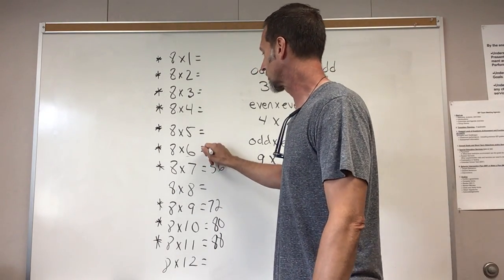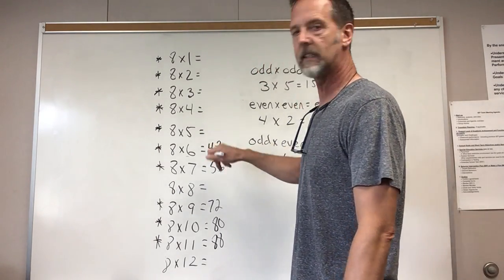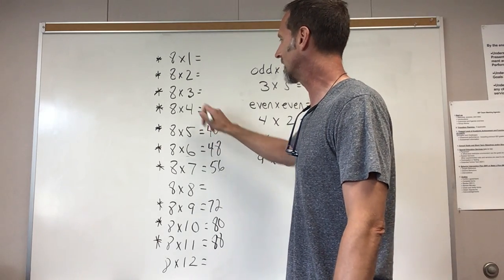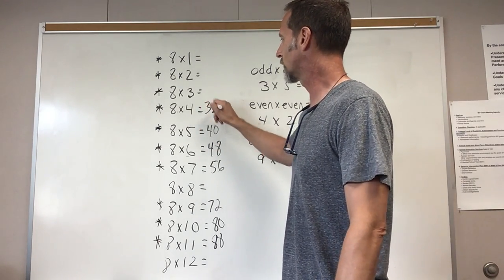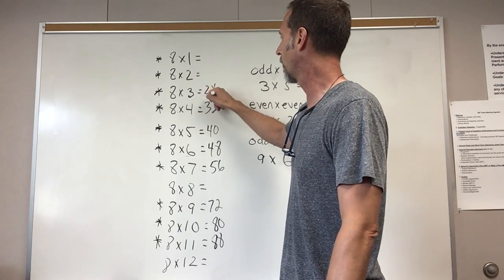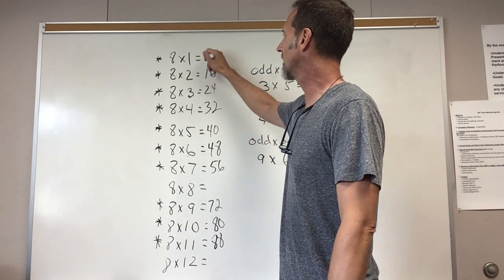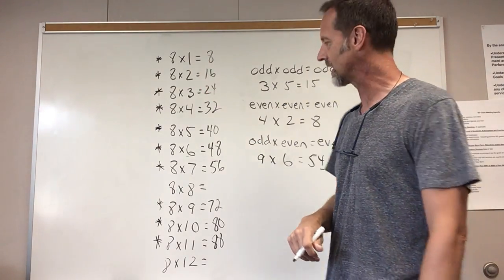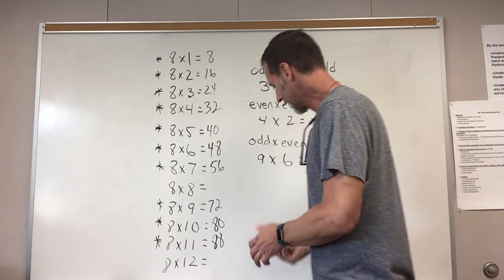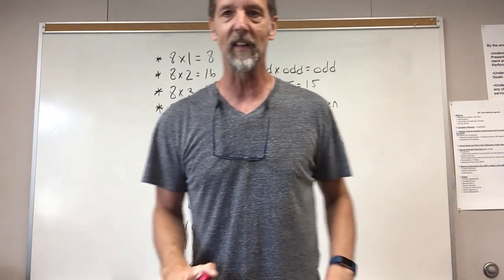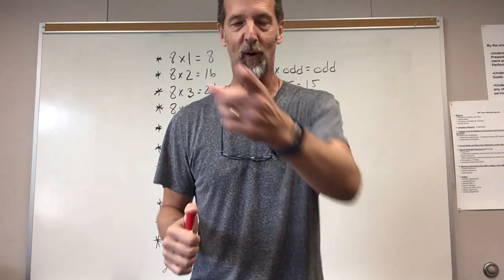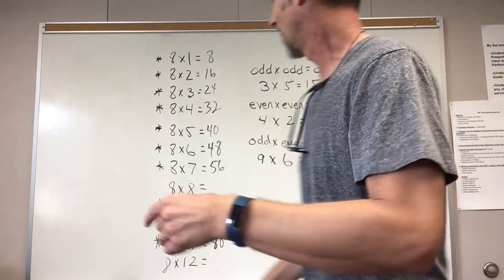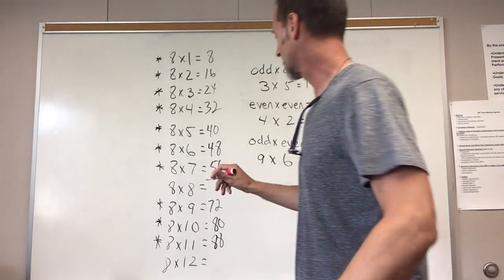8 times 6, 48. 8 times 5, 40. 8 times 4, 32. 8 times 3, 24. 8 times 2, 16. And then 8 times 1 is 8. So we have one new fact, okay? This one's going to be even better than 6 times 6 is, did you all say 36? I know you did, all right? 8 times 8 is 64.